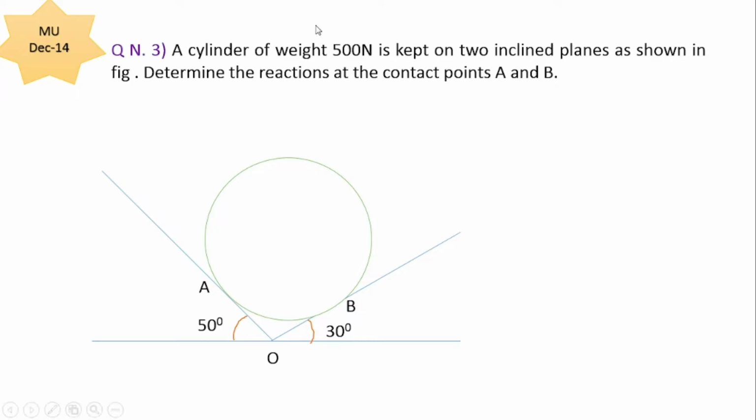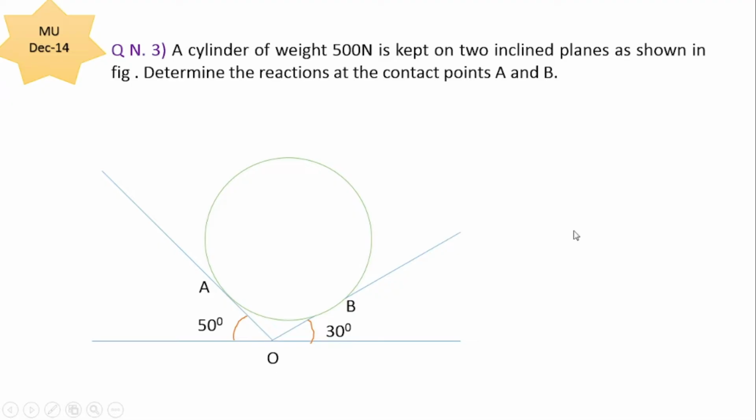A cylinder of weight 500 Newton is kept on two inclined planes. This is the first plane and this is the second plane. The angle of the first plane is 50 degrees. The angle of the second plane is 30 degrees, as shown in the figure. Determine the reaction at the contact points A and B. They have clearly mentioned you should calculate the reaction at point A and at point B.